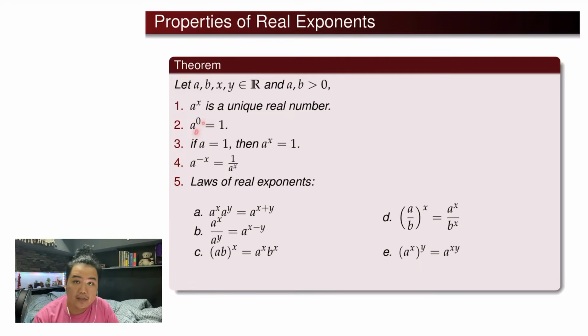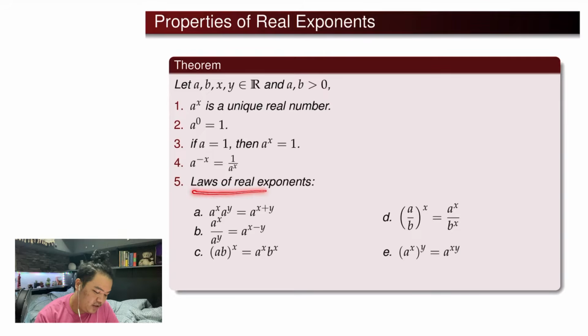A raised to 0 is equal to 1. A positive number raised to 0 is 1. And if a is 1, then 1 raised to a real number is 1. And a raised to negative x is equal to 1 over a raised to x.